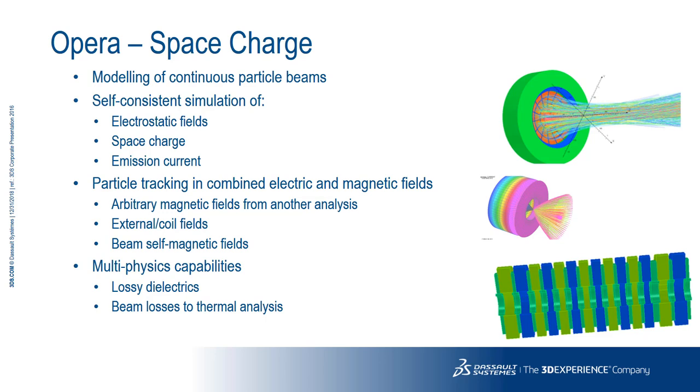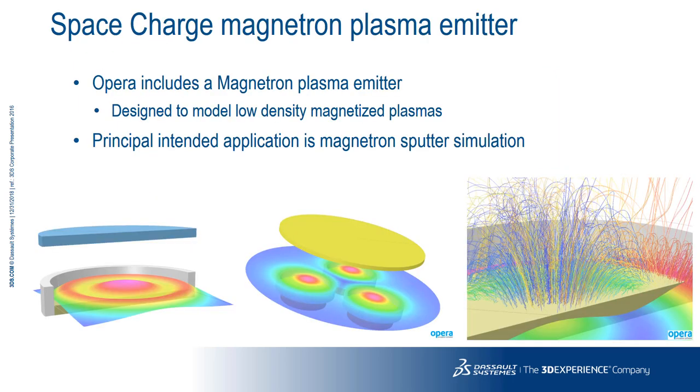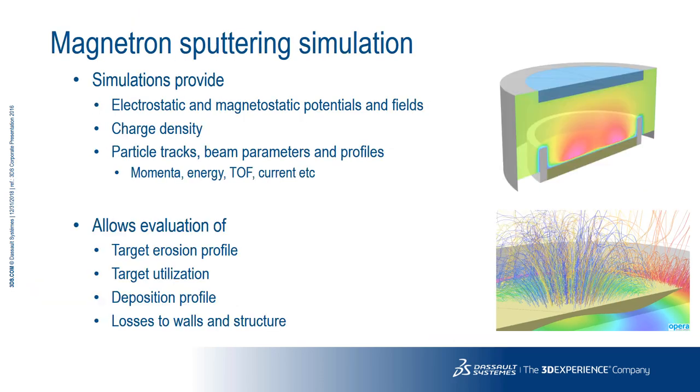As well as coupling to the magnetostatic solver module, the space charge module can also be used to perform multiphysics analyses with other Opera physics modules, such as the thermal solver. Although we refer to the Opera space charge solver, it should be noted that this solver is also capable of modeling neutral particles. Opera has for some time had the plasma free surface and volume emitters. The magnetron plasma emitter is something of a hybrid of the two, and allows the efficient simulation of low-density magnetized plasmas. It's been developed with a principal application in mind, magnetron sputtering simulation.